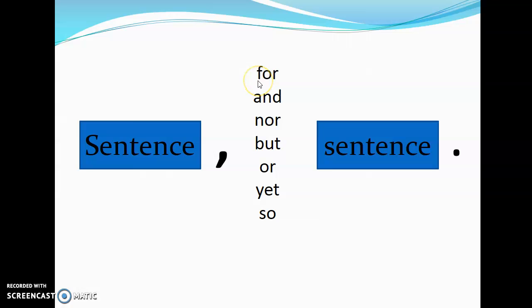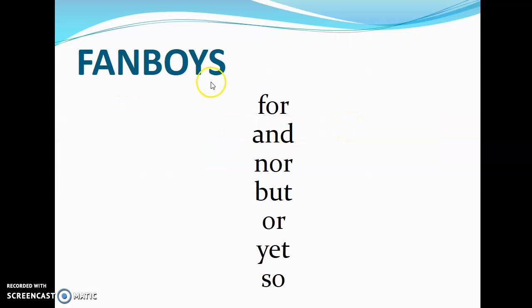And if you look at the first letters of each word, they create the word FANBOYS. I don't know if you've taken this before, but it is easy to memorize. F-A-N-B-O-Y-S, fanboys. And of course before it you have a comma. A comma is very important when you put two sentences together. So fanboys: the F of the first one, the A of the second one, N-B-O-Y-S.